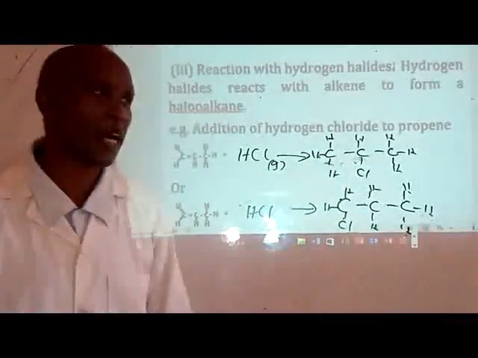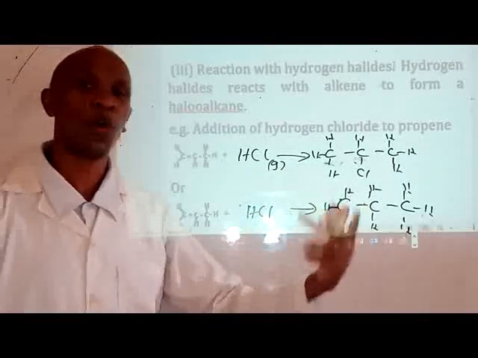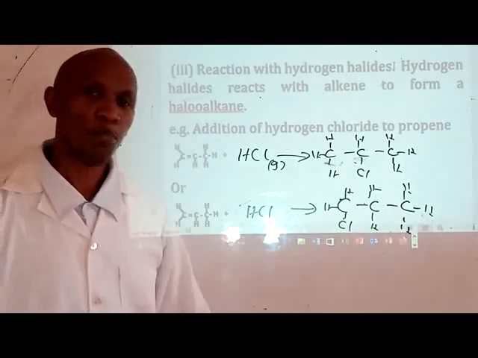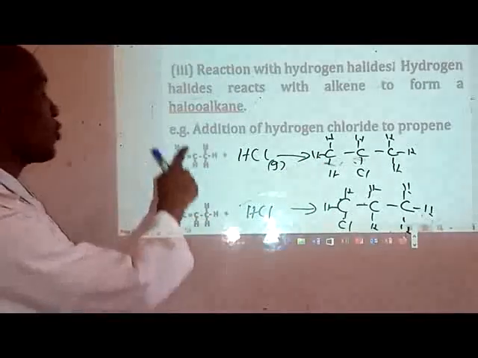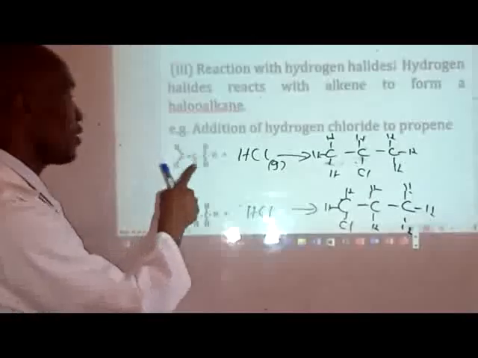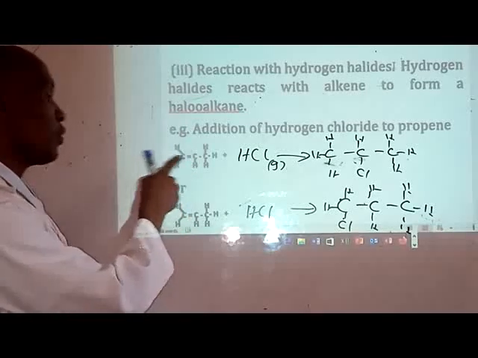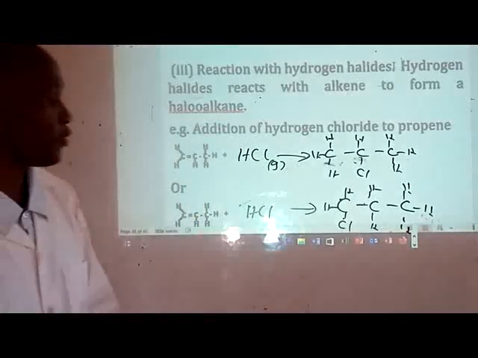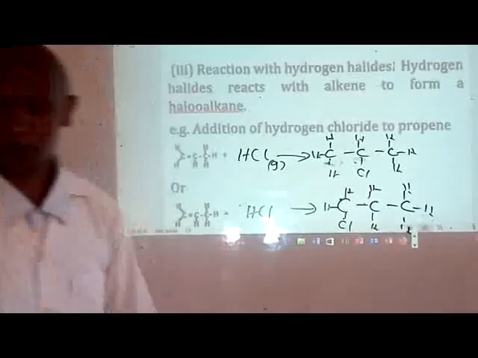The rule therefore becomes: hydrogen attaches itself to where we have more hydrogen already. To those who have, more shall be given. So this carbon has 2 hydrogens already, so a hydrogen will get there, because this one has only 1. Hydrogen will not prefer to get here; it will be lonely. So the hydrogen attaches itself to where we have more hydrogen already. So this becomes the main product and not the 1-chloro.